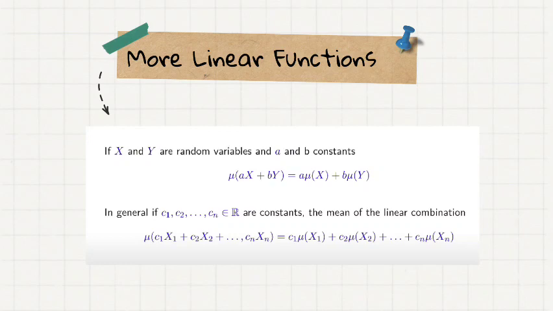More linear functions. Well, if x and y are random variables and a and b two constants, the mean of ax plus by is equal to a multiplied by the mean of x plus b multiplied by the mean of y. And in general, if c1 to cn are constants, the mean of the linear combination, that is c1x1 plus c2x2 plus cnxn, is equal to c1 multiplied by the mean of x1, plus c2 multiplied by the mean of x2, and so forth. That's a linear property.